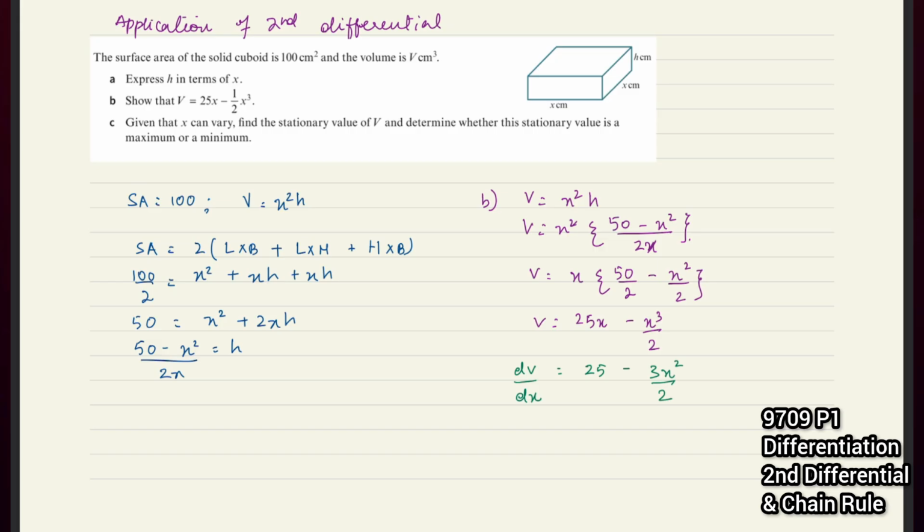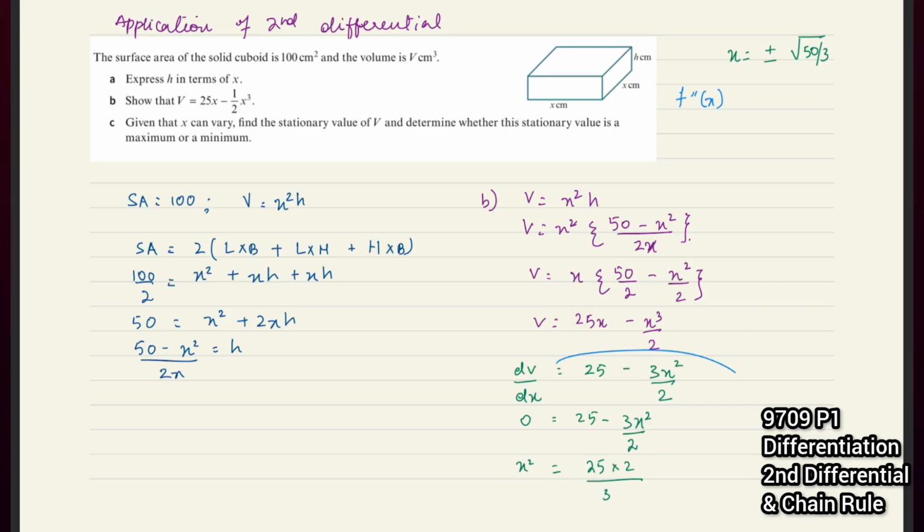Let's find out. This is the stationary value, so 0 is equal to 25 - 3x²/2. x² is equal to 25 multiplied by 2/3. x is equal to plus or minus the square root of 50/3. Determine whether this value is maximum or minimum. Let's find the second differential.